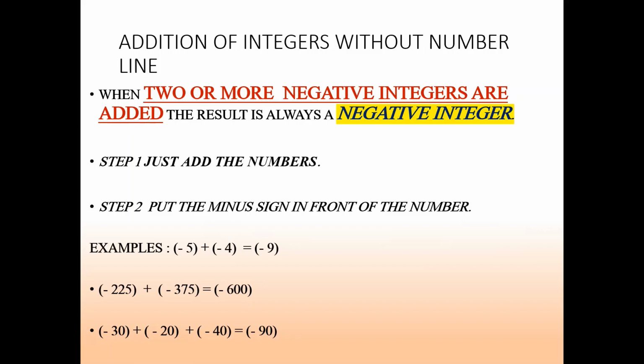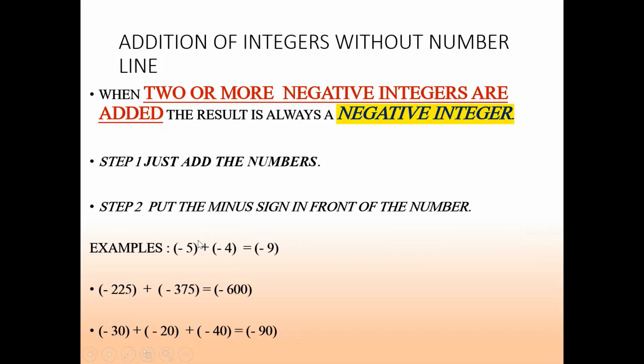So using that concept, you have to understand that loss added to loss will always result in loss only. So a loss of 5 rupees and a loss of 4 rupees means a total loss of 9 rupees has happened. Suppose the number is bigger. You have lost 225 rupees because there is a minus sign, and then again you have lost 375 rupees.